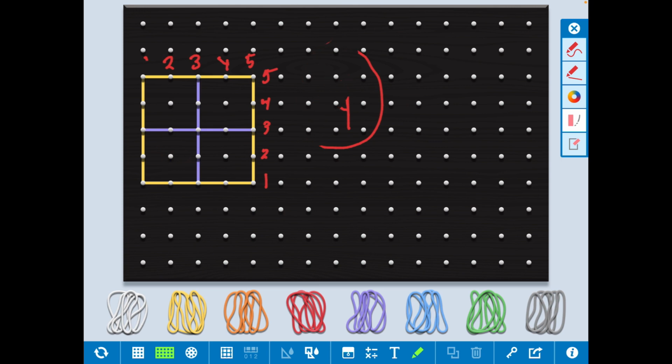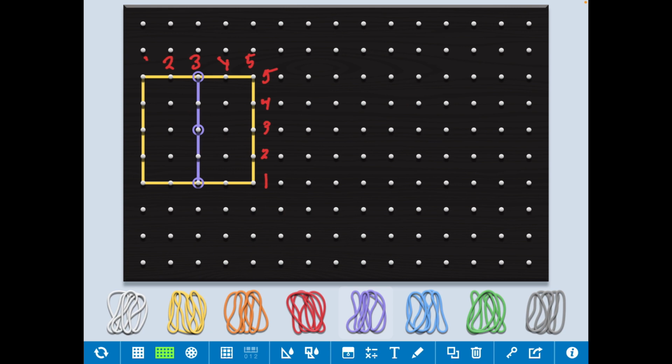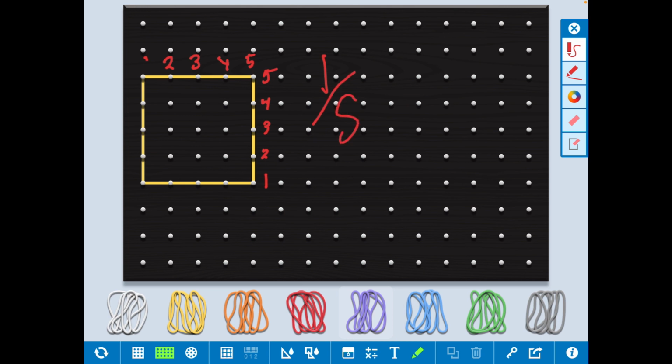Now, here's the tricky one. You're going to partition this now into eighths. So I want you to partition it into 1/8 and label it. Good luck. Okay, were you able to do it? Oh, I know you were because you're so smart.